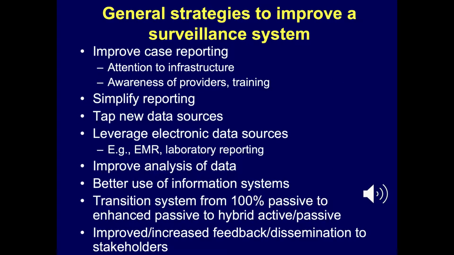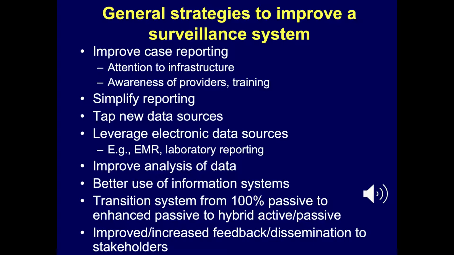And in terms of your recommendations, they'll often fall into a number of different categories. And here are some general strategies that have been used to improve surveillance systems. So improve the completeness of case reporting, and that can happen by giving more attention to the infrastructure that's used to file and process case reports, increasing the awareness of providers and training of providers on the process of reporting. You can simplify the process of reporting.